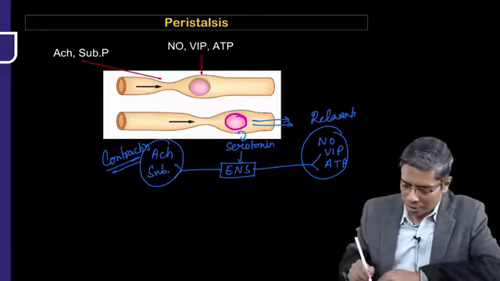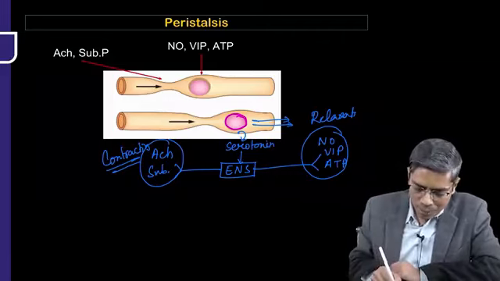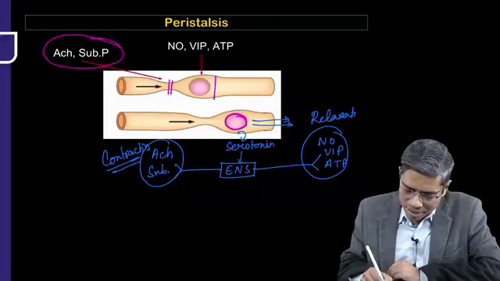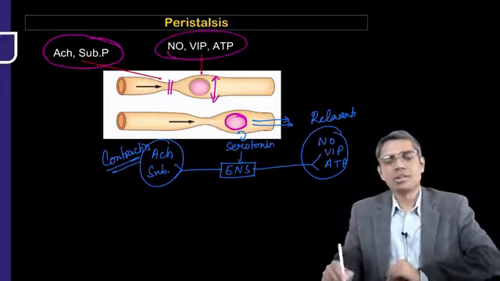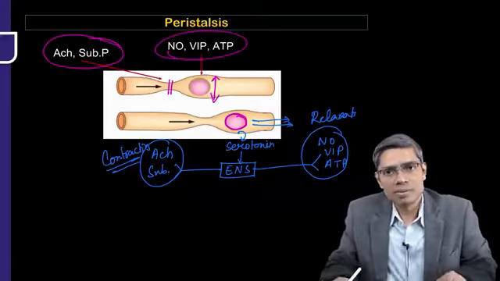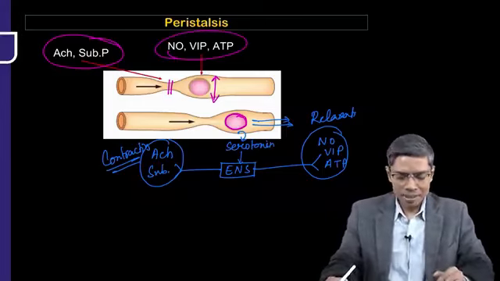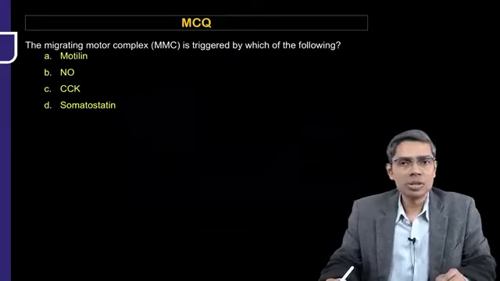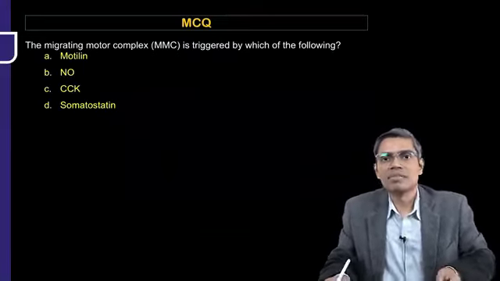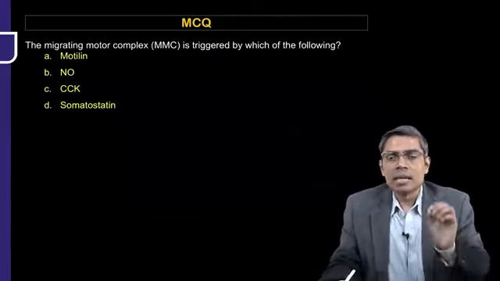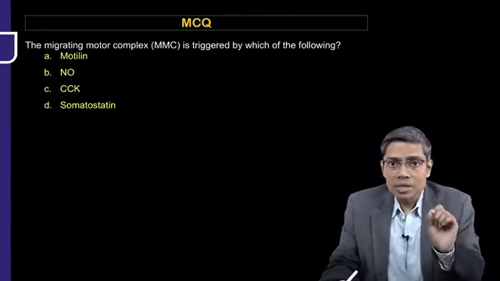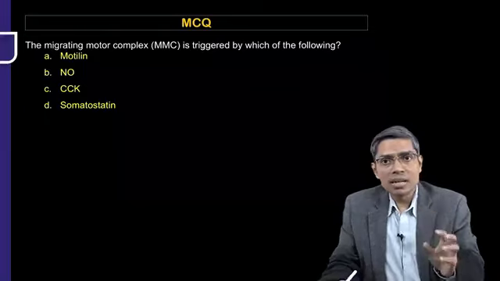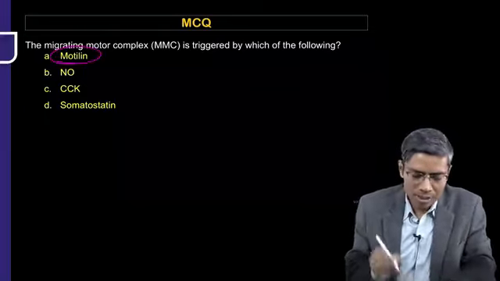So please note down, never forget this information: proximal contraction is done by acetylcholine and substance P, and distal relaxation is done by nitric oxide, VIP and adenosine triphosphate. Okay? Right. Now next, another MCQ on the migratory motor complex. I told you that the migratory motor complex is a fasting motility. The initiation as well as regulation of the migratory motor complex is done by a hormone which is nothing but motilin.